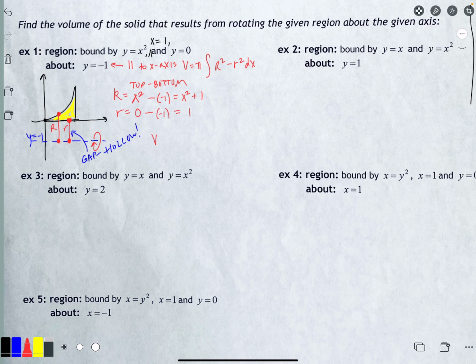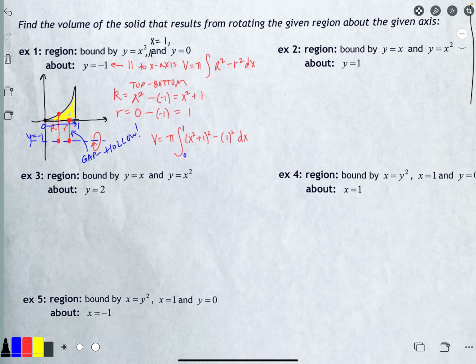And so now my volume is going to be pi times the integral of big R squared, so x squared plus 1 squared, minus little r squared, 1 squared, dx, because I'm parallel to the x-axis. And everything is x's, so I check my x-axis for my bounds, and I'm going from 0 to 1. Okay? All right, let's look at number 2.